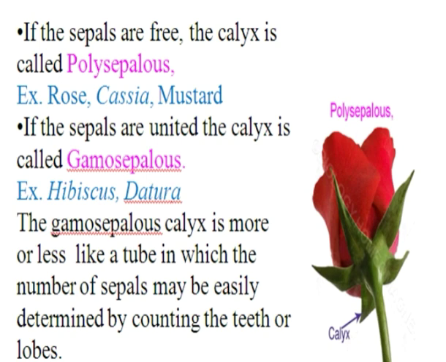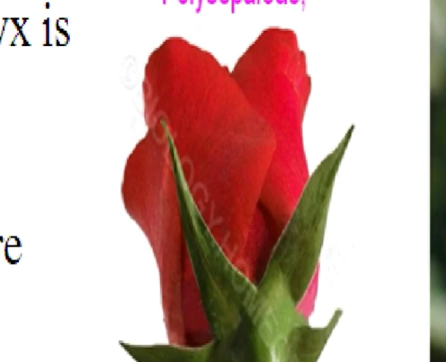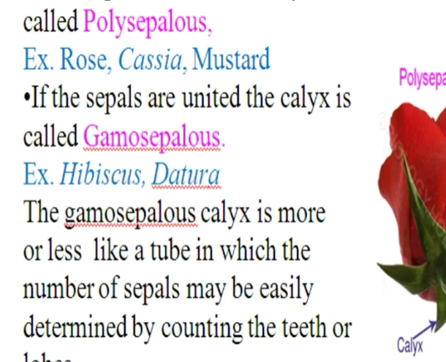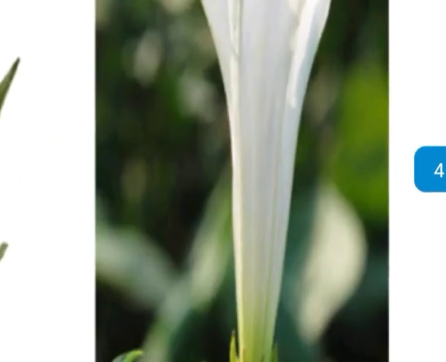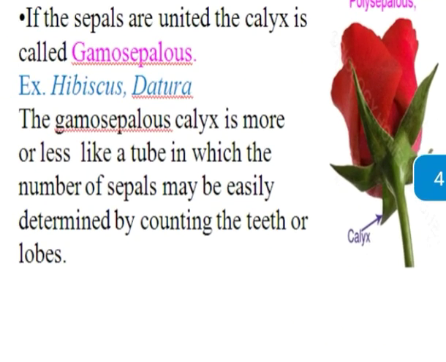The calyx is made up of sepals. If the sepals are free, it is called polysepalous. In the rose flower, you observe the calyx part, the sepals are free and so they are polysepalous. If the sepals are united, the calyx is called gamosepalous. Look at the figure. In Dhatura, the green colored portion, which is all the sepals, are united and produce a tube like structure, which is a gamosepalous calyx.